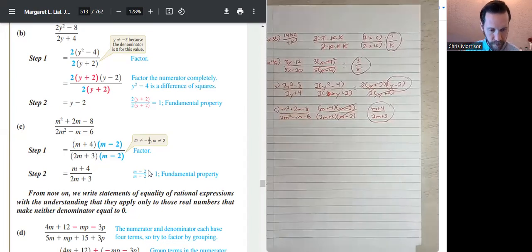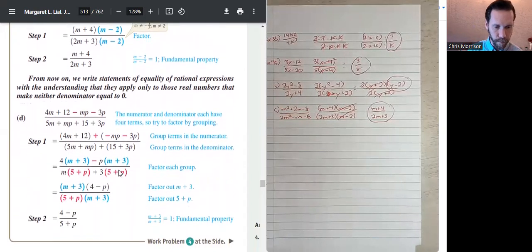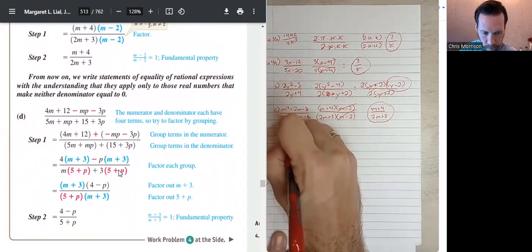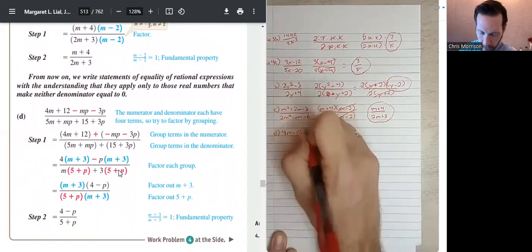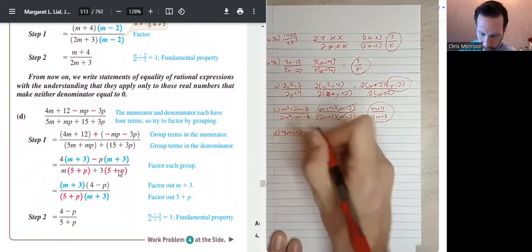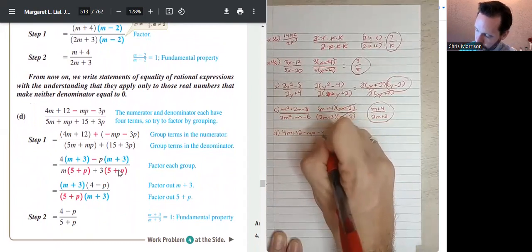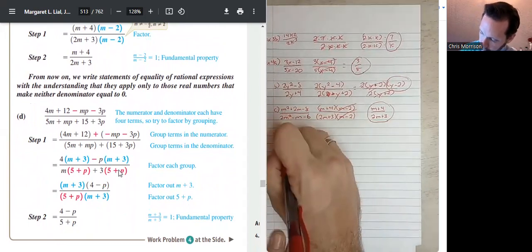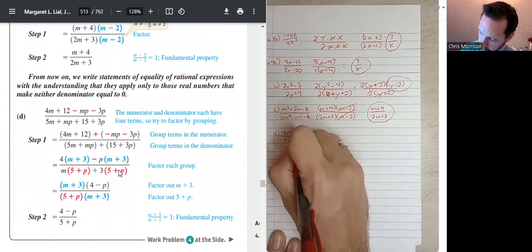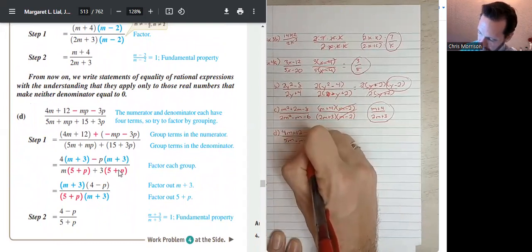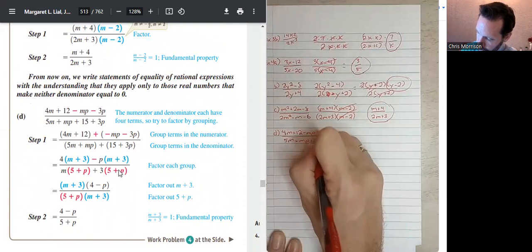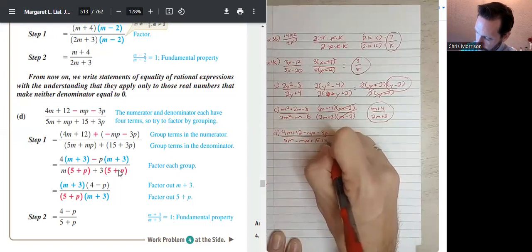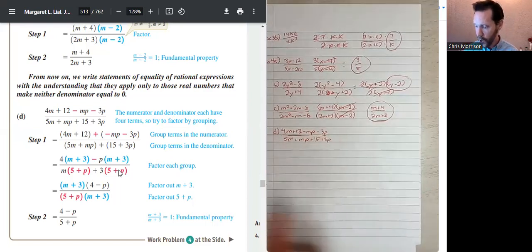And let's do example D. Well, not finally, but example 4. And here we're going to do some grouping. 4m plus 12 minus mp minus 3p, divided by 5m plus mp. I'm trying to be very careful and get my signs just right. Plus 15 plus 3p. Now we have all these terms.